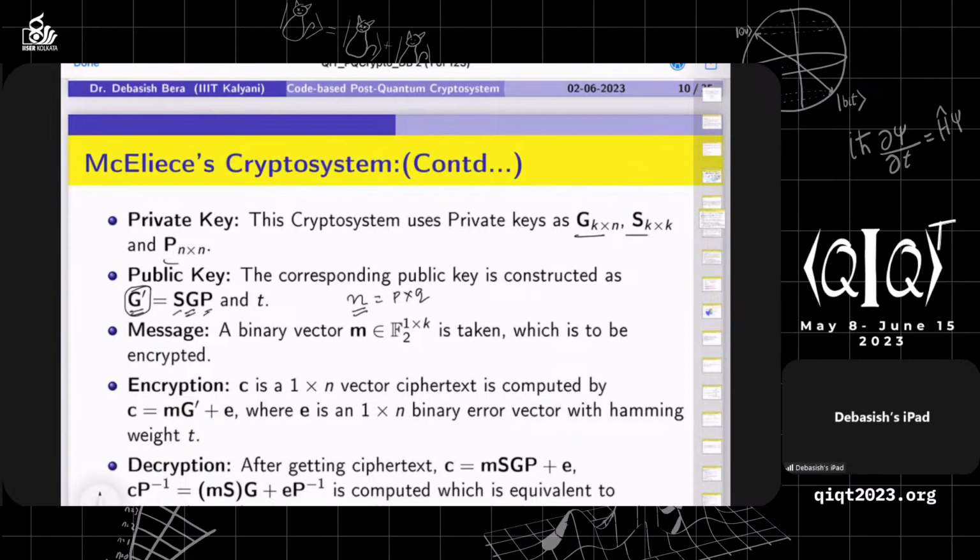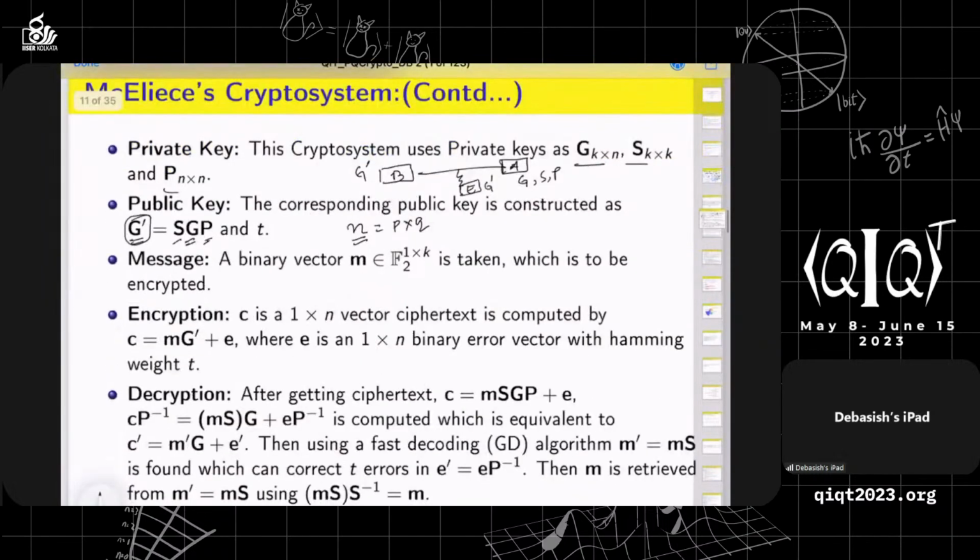Now the similar concept of, if you can see, it is a matrix factorization kind of thing, but ultimately the eavesdropper is getting only the G prime. So this B to A message is encrypted with G prime, and it can be decoded by A as A knows G, S and P, but the eavesdropper knows only G prime. But G prime is not the actual generator matrix of the code. Correct. So the encryption is done this way.